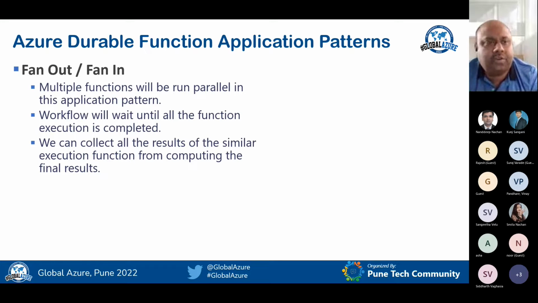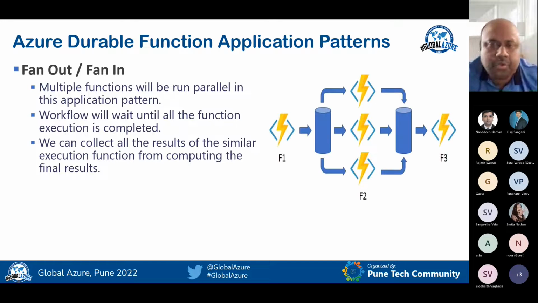Next, another approach is fan out or fan in. In this approach, once a function is executed, its output is sent as input to multiple functions, and all those functions start executing in parallel. Once all the functions are completed, the orchestration function receives the results from all of them, and on the basis of those results it finalizes the final result and returns it to the next function or to the user. So this is fan out or fan in.